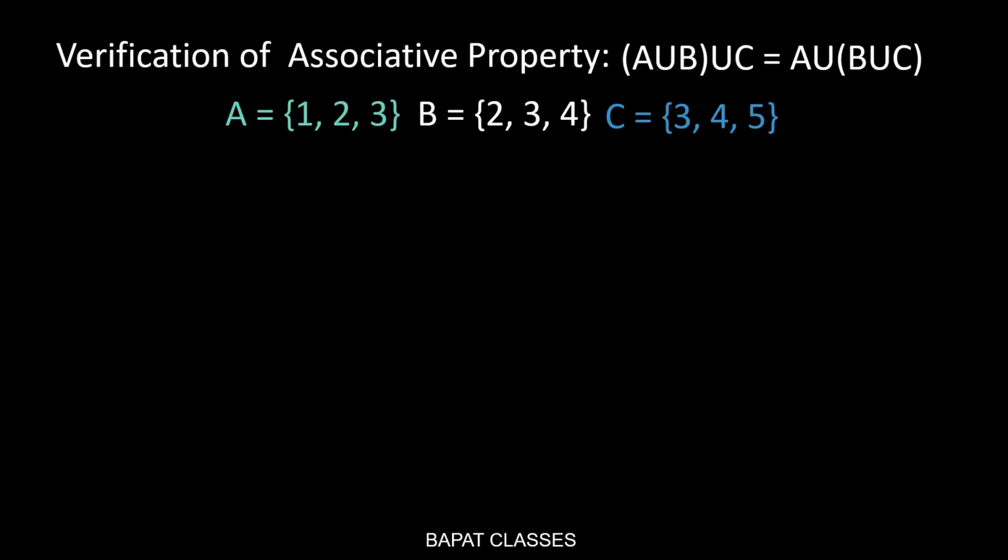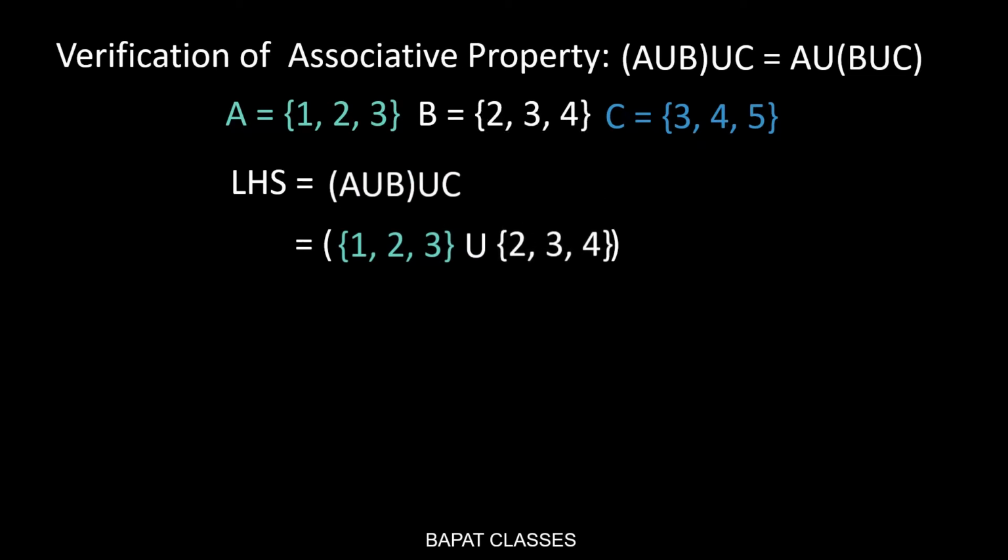So consider LHS first. LHS is equal to (A union B) union C. Now substitute values. A equal to {1, 2, 3}, B equal to {2, 3, 4}, C is equal to {3, 4, 5}. Therefore, LHS equal to ({1, 2, 3} union {2, 3, 4}) union {3, 4, 5}.